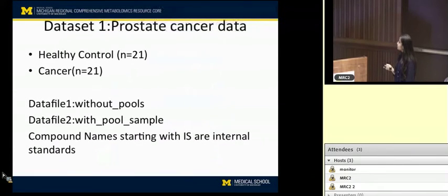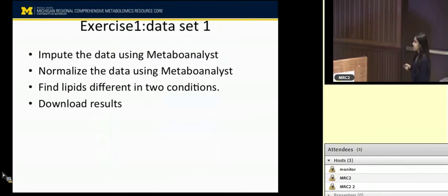Another data set exercise that I want to introduce today is the prostate cancer data, with 21 healthy controls and 21 cancer samples. There are two data files in this folder, one without the pools and one with pool samples. And the compound names starting with IS are the internal standards.